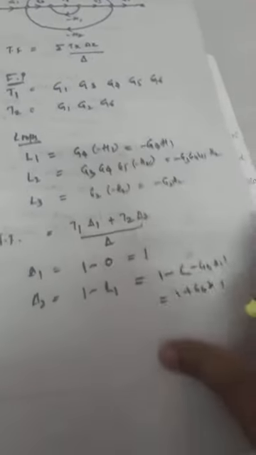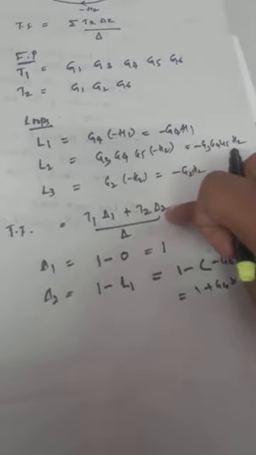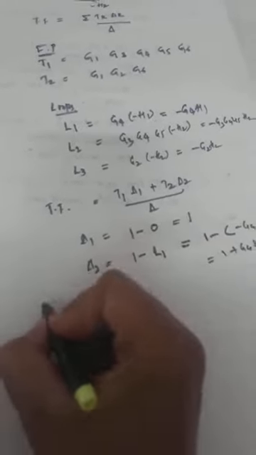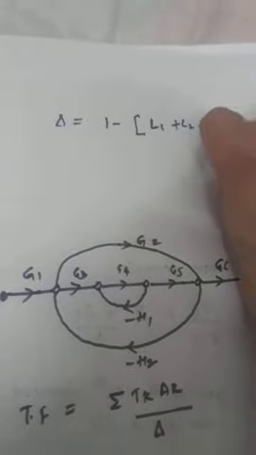Okay, so now you already know the value of T1, you know the value of delta 1, you know the value of T2, you know the value of delta 2. Now you find the value of delta. Delta is equal to 1 minus, see the formula, 1 minus summation of all the loops. So how many loops do I have here? I have 3 loops. Therefore, delta is equal to 1 minus (L1 plus L2 plus L3).